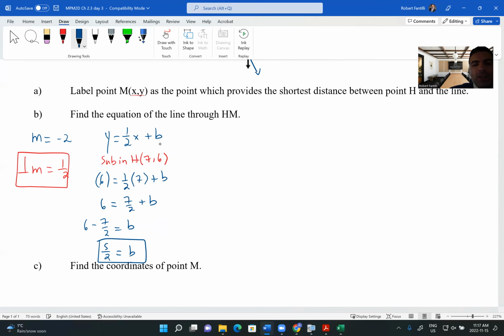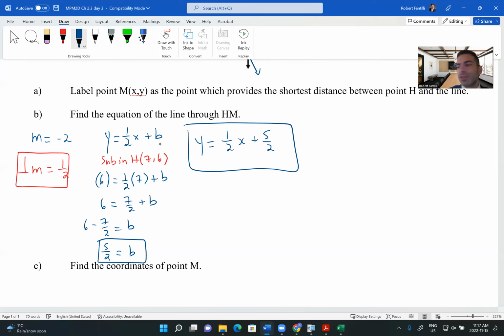That's important. So I'm putting a box. So basically I have y equals 1/2 x plus 5/2. That's the equation of the line through HM.